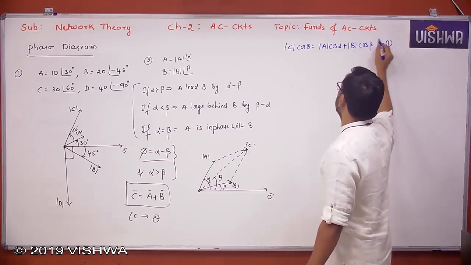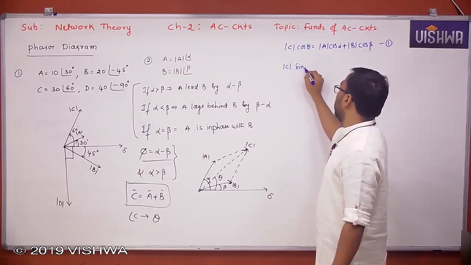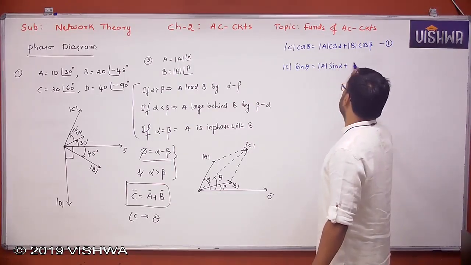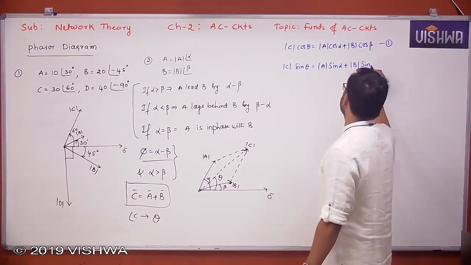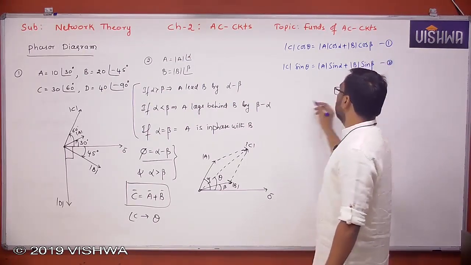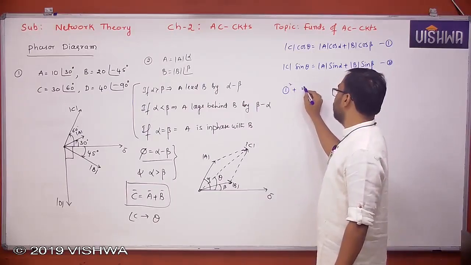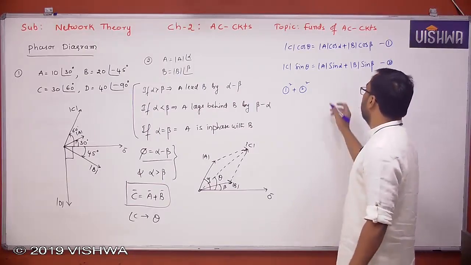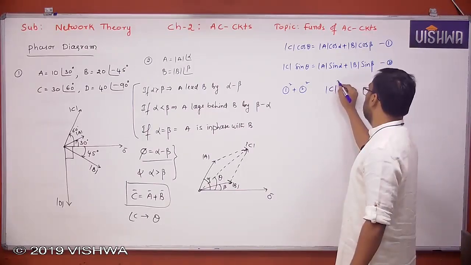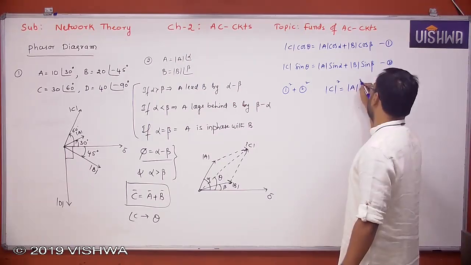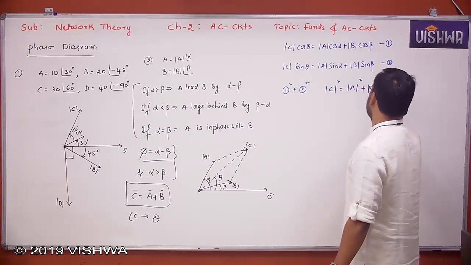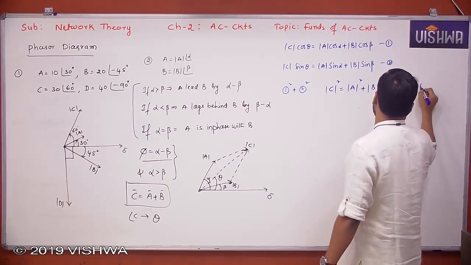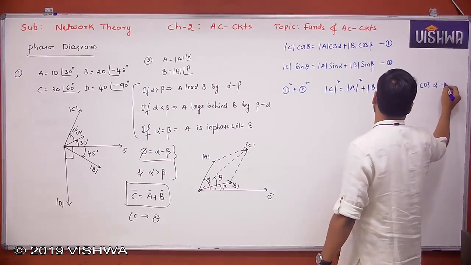This is equation 1: C sin theta is equal to A sin alpha plus B sin beta. Okay, equation 2. Now equation 1 squared plus equation 2 squared. Then what do you get here? C square is equal to A square plus B square plus 2 AB cos (alpha minus beta).